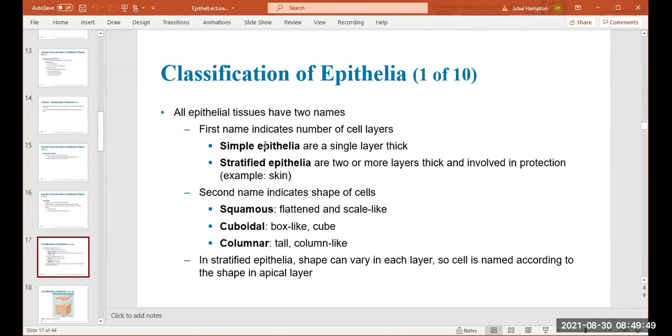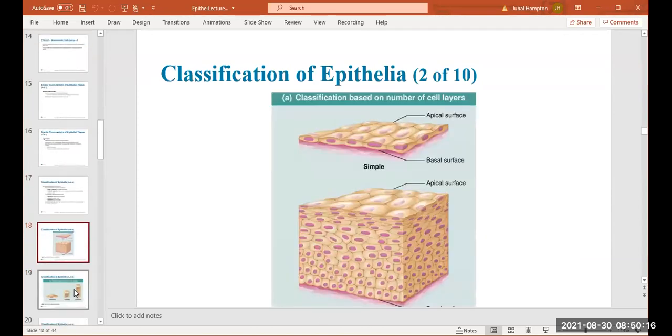Now, simple epithelia is a single layer, that's it, of cells. Stratified are 2 or more cells thick. And so in stratification, it means just that. You get layers, strata, building up one on the other. Pseudostratified, let's see, do we have that coming up?